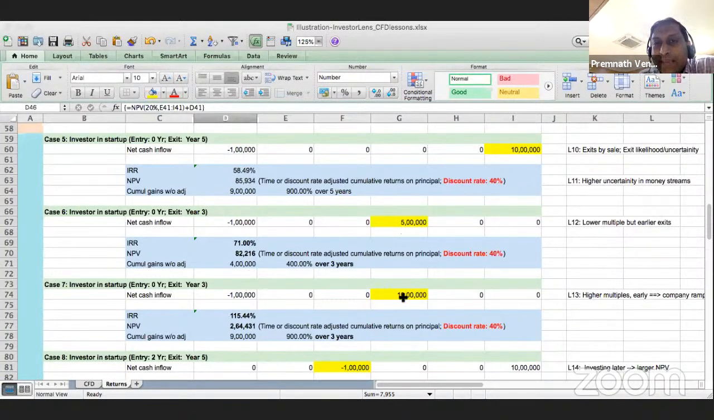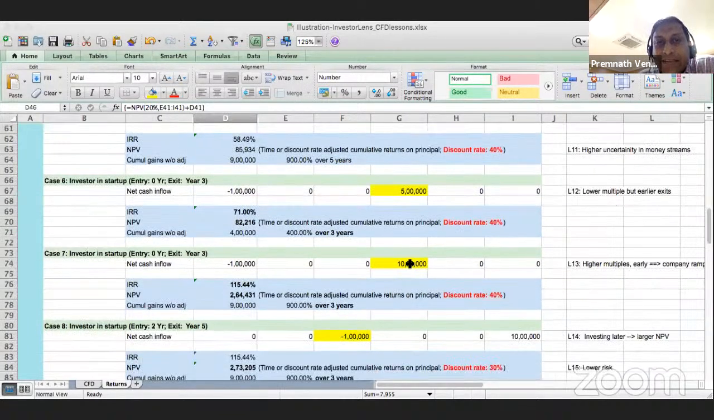Now, the same thing with 10 lakhs at 3 years, right? If I take 10 lakhs at 3 years, the number has now shot up. You can see it's about 2,64,000, right? The cumulative gains between this case here and this case here on actuals is the same, but look at the value that they see here.